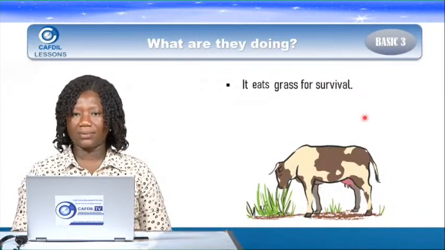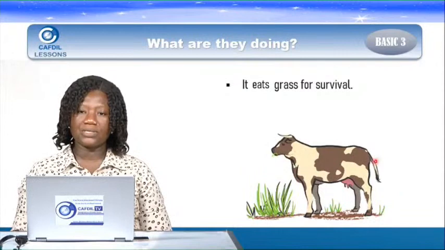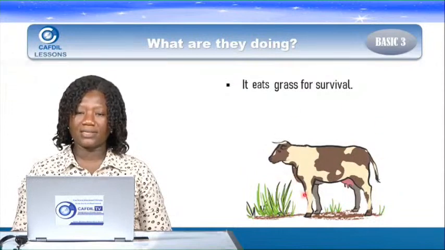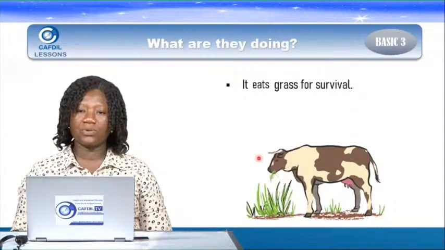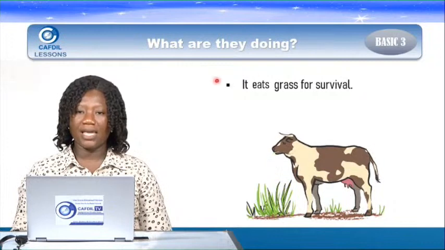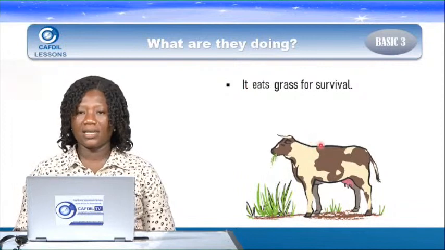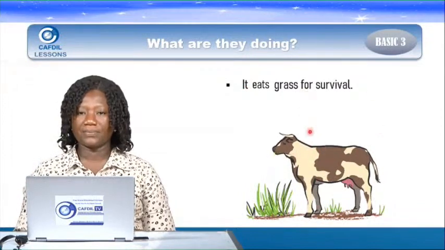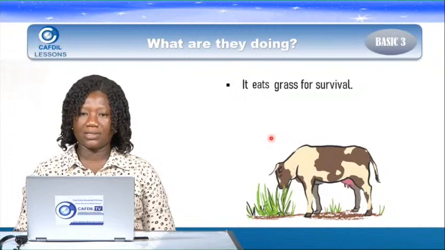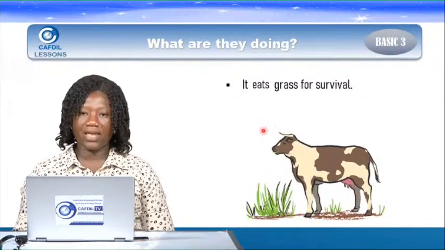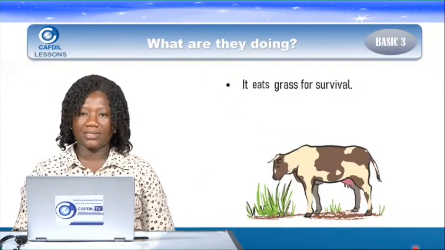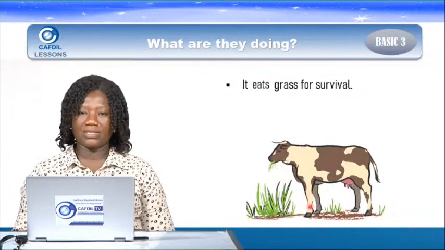It's a cow. But we don't want to say cow in our sentence, so we will say it. Okay? And what action is it performing? What action is going on here? Good. Eat, right? Eat. What is it eating?